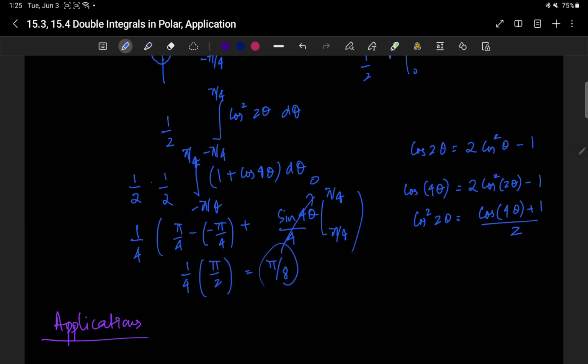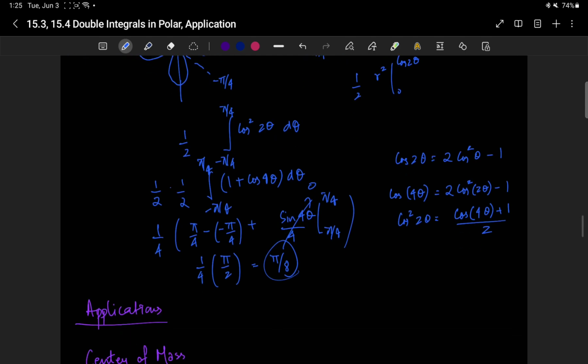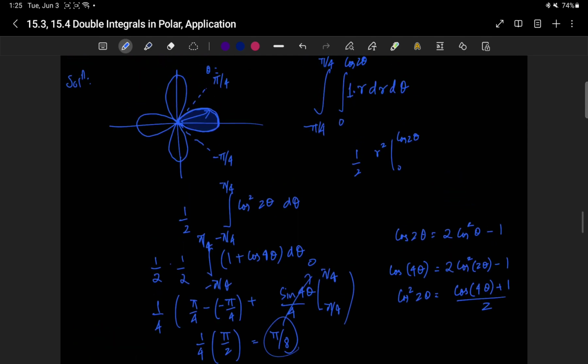If you were finding the area of all 4 leaves together, it would just be 4 times pi over 8, which is pi over 2. That's because these are symmetric, so whatever the area of one of them is will also be the area of the others. All right, so that's where we will end this particular section on the polar coordinate system and doing double integrals in the polar coordinate system.